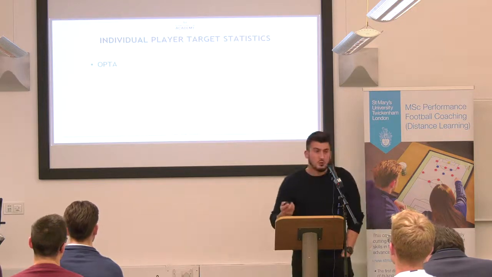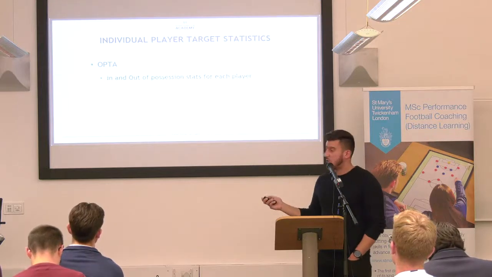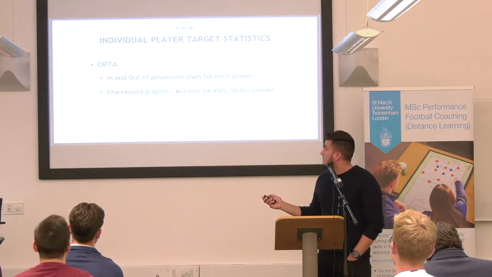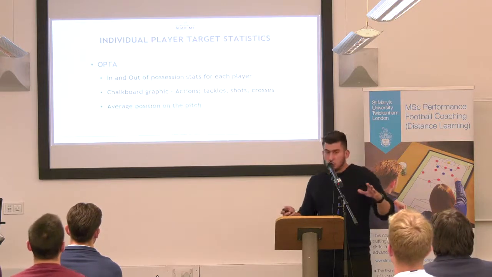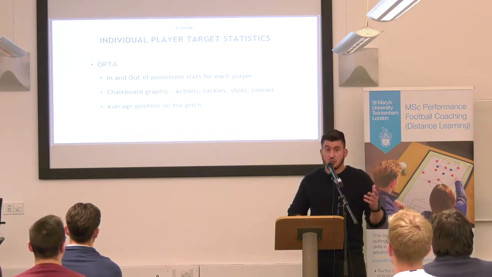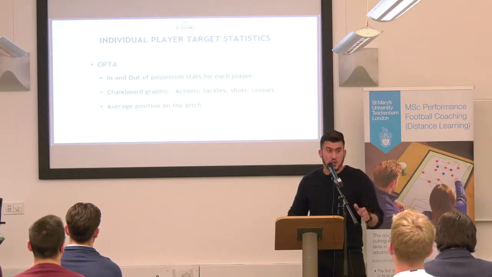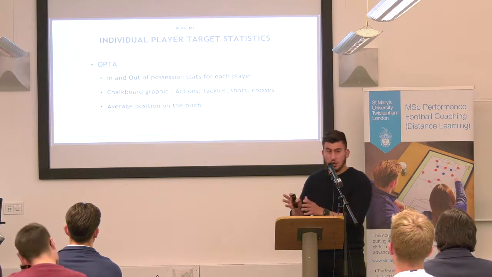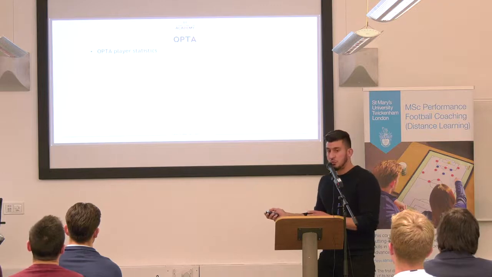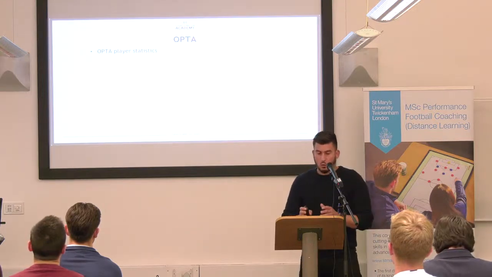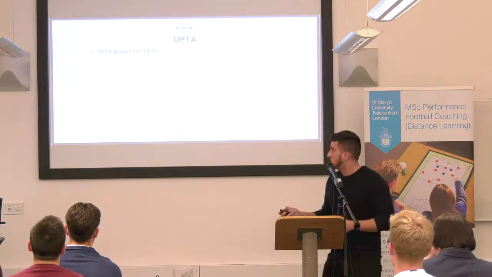So what we do at Fulham, to get our statistics, is we pay Opta for their services. So we just briefly go over that. You can get in and out of possession for players, right? Then you can get chalkboard graphics where you can see where the actions have occurred. And then you can also get the average position on the pitch every time they've touched the ball, where it occurred on the pitch. So if we just quickly go over what Opta do, and then we can compare what we do to Opta in the individual player performance analysis.